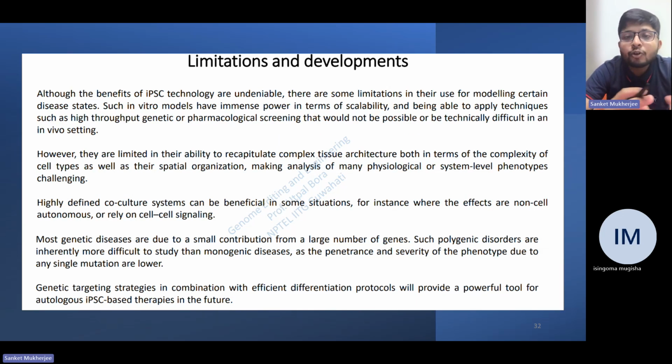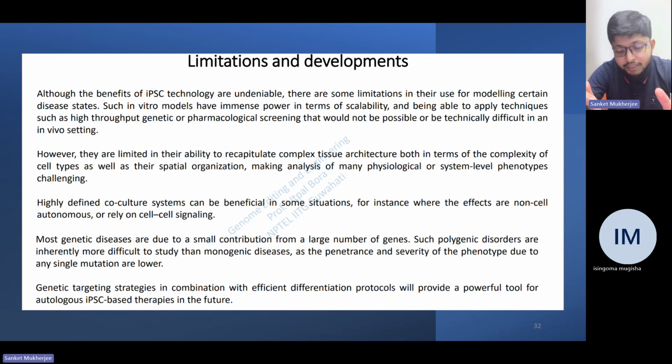What are the limitations? Although the benefits of iPSC technology are undeniable, there are some limitations in their use for modeling certain disease states. Such in vitro models have immense power in terms of stability, scalability, and being able to apply techniques such as high throughput genetic or pharmacological screening that would not be possible or would be technically difficult in an in vivo setting. However, they are limited in their ability to recapitulate complex tissue architectures, both in terms of complexity of cell types as well as their spatial organization, making analysis of many physiological or system level phenotypes challenging.